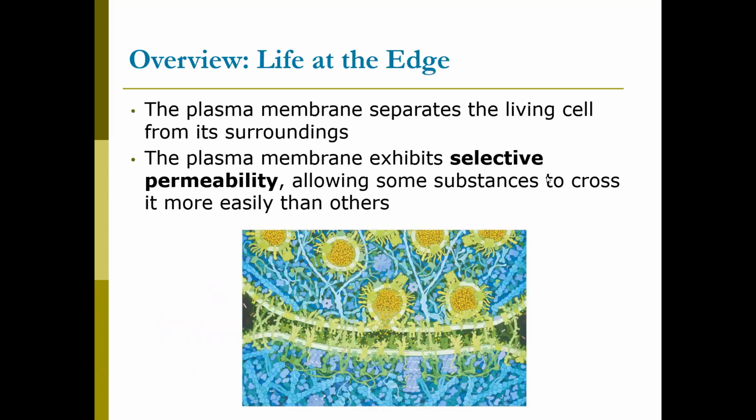So let's go ahead and start talking about the plasma membrane. We already know that the plasma membrane keeps the inside of the cell inside and the outside of the cell outside, so it creates a barrier. But this barrier is selectively permeable. That means that certain things can enter the cell more easily than other things. So we're going to talk about this selective permeability that our plasma membranes have.